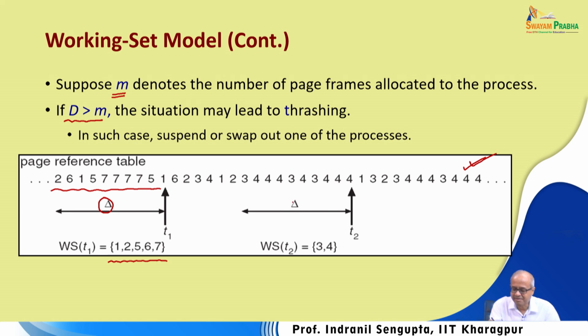Let us say sometime later we have the value of delta here, which covers this set of pages. You see here only 2 pages are being accessed, 3 and 4. So, as I said, the set of pages accessed within the interval delta can vary with time. As delta slides along this page reference string, the content of the working set can also change. Working set is a function of time: working set at T1, working set at T2, and so on. Okay?